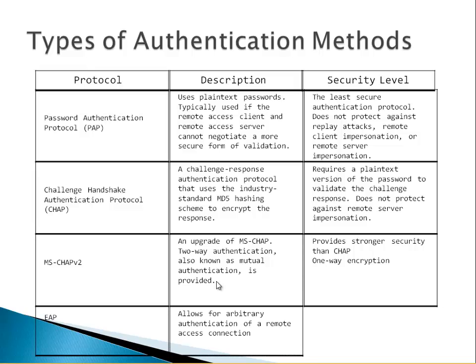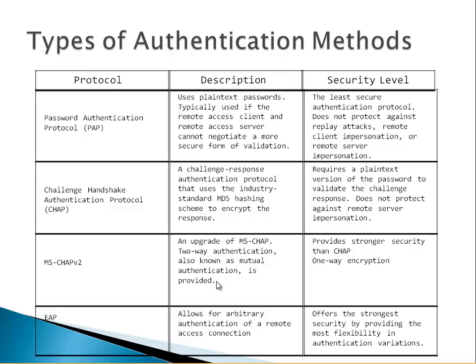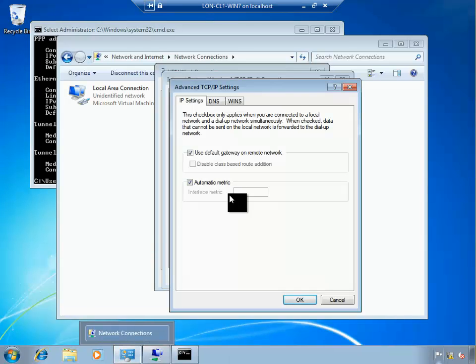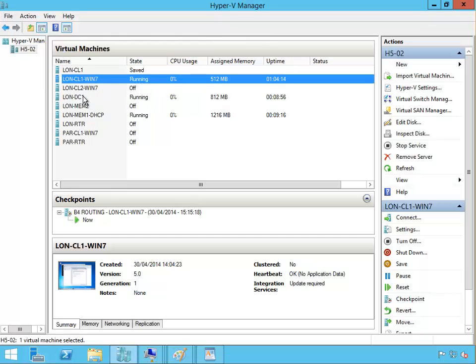Or EAP, the fourth protocol, allows the arbitrary authentication of a remote access connection. It offers the strongest security by providing the most flexibility in authentication variation. So with EAP you can use different types of authentication like PEAP. Okay, now we move to DHCP relay agent. That was it about the VPN. As far as the VPN is concerned, we will come back to this again.